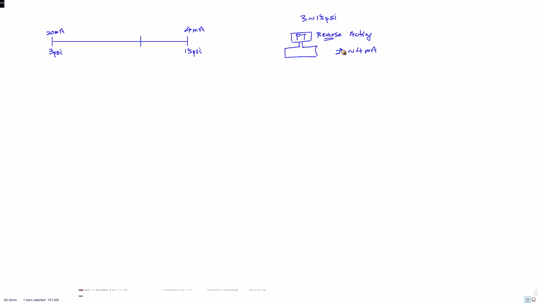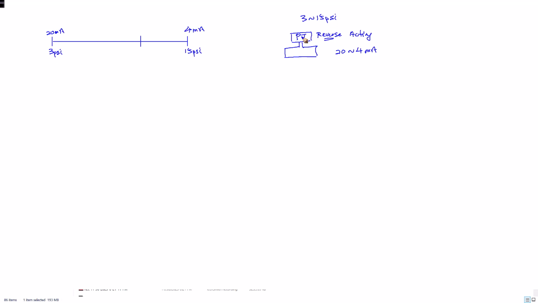If it is a direct acting pressure transmitter or any transmitter, the LRV will correspond to 4 milliamp and the URV will correspond to 20 milliamp. Because it is reverse acting, the reverse thing will happen. That means the LRV corresponds to 20 milliamp, and the URV value will correspond to 4 milliamp.